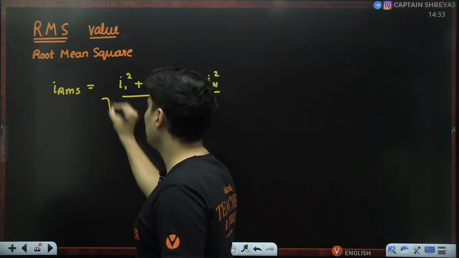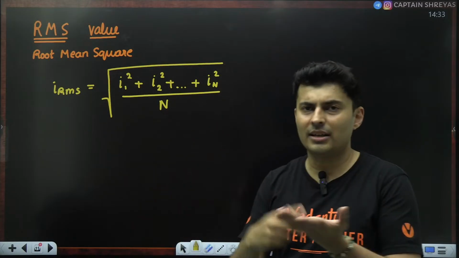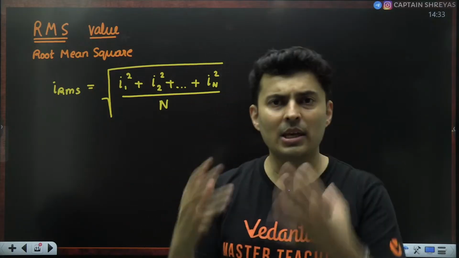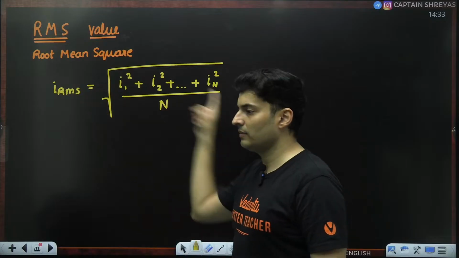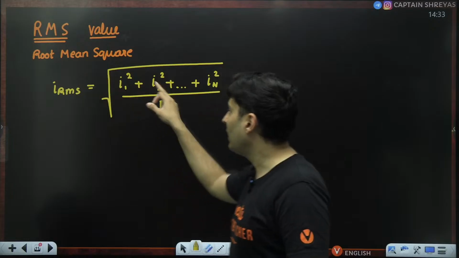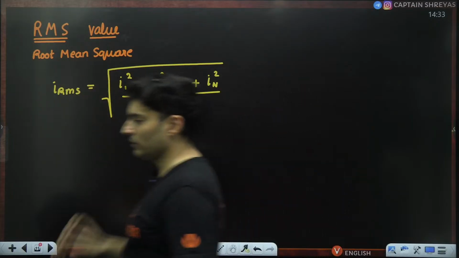So then take the root of it. That is how you find the RMS value of anything, be it current, voltage, height, speed, acceleration, force, whatever RMS thing you have to find, this is the formula. Read it in reverse: square the values, then take the average by adding and dividing by n, and in the end take the root of it.